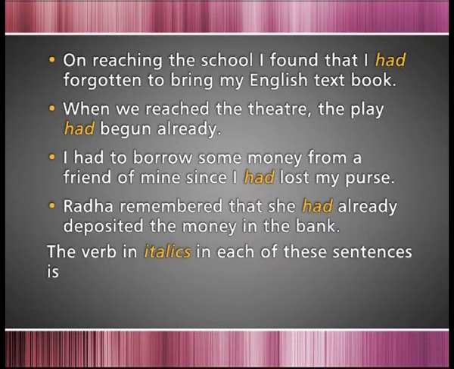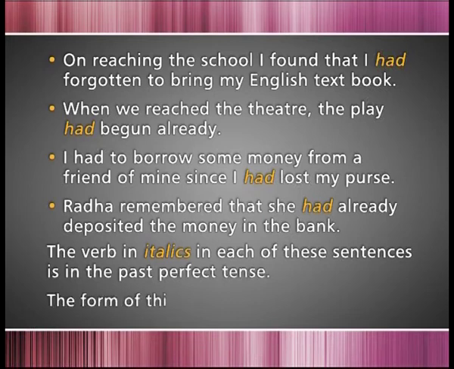The verb in italics in each of these sentences is in the past perfect tense. The form of this tense is had plus past participle. In each of these sentences, there are two actions or events both taking place in the past, but one taking place earlier than the other. The two are in some way related to each other. That is, the earlier action or event has some link with the later action.